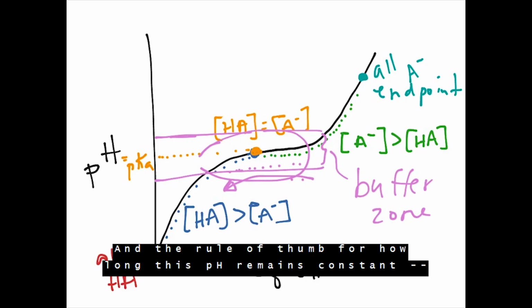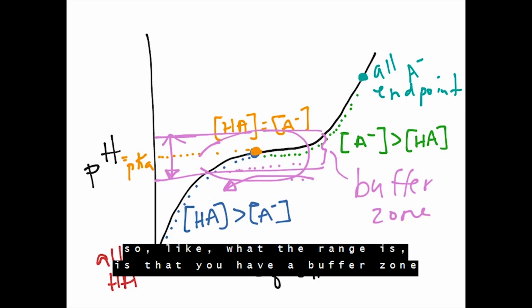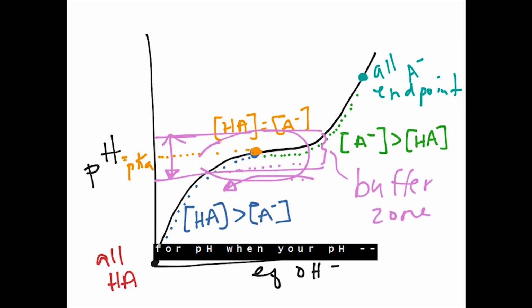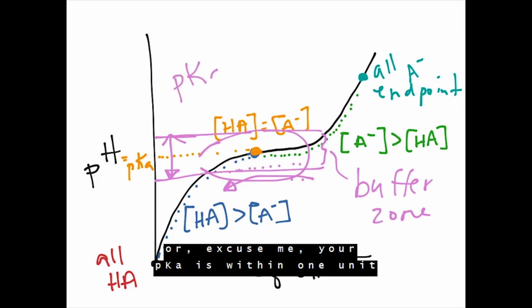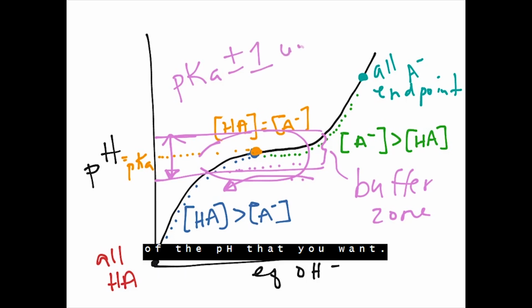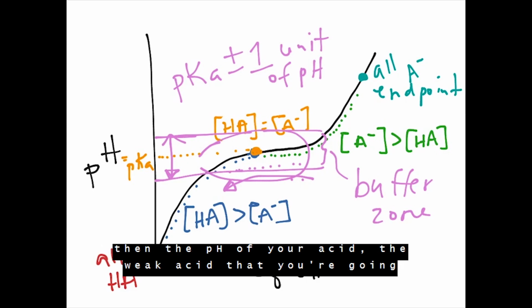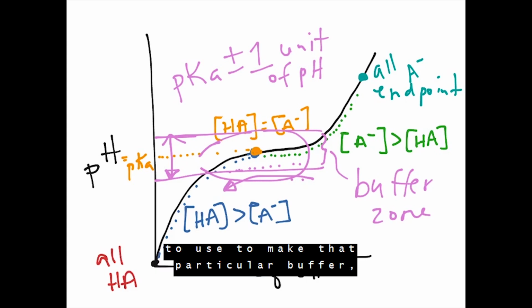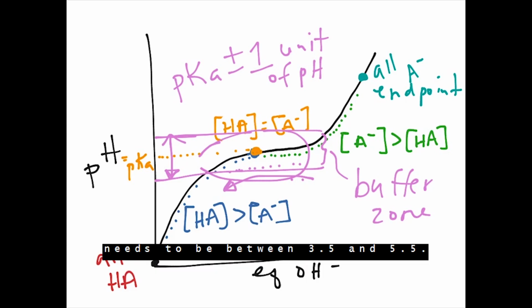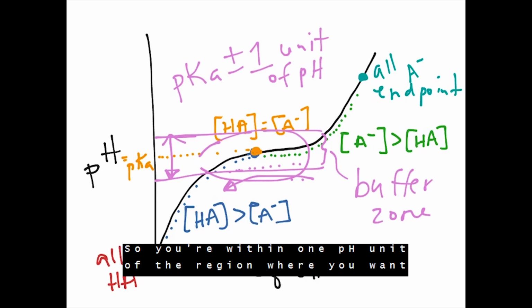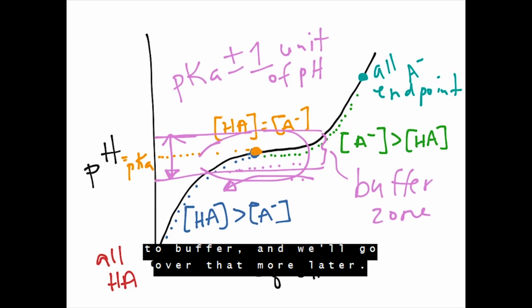And the rule of thumb for how long this pH remains constant, like what the range is that you have a buffer zone for, is when your pKa is within 1 unit of the pH that you want. So for example, if you want to have a buffer at a pH of 4.5, then the pKa of the weak acid that you're going to use to make that particular buffer needs to be between 3.5 and 5.5. So you're within 1 pH unit of the region where you want to buffer. And we'll go over that more later.